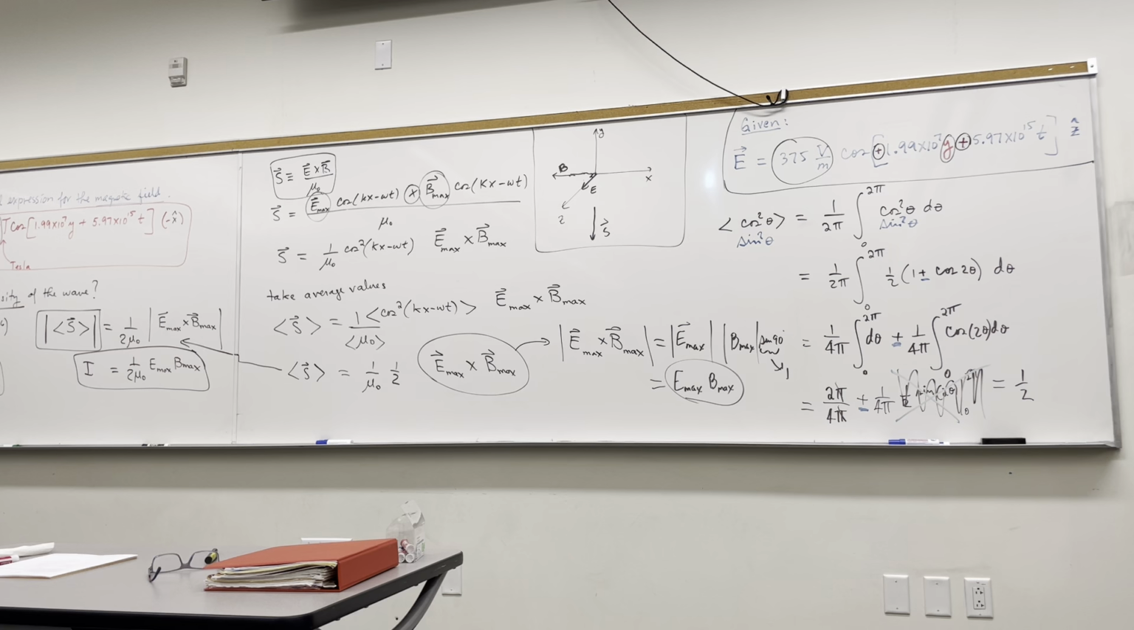And then you multiply by the magnetic field amplitude, which is this, 1.25 times 10 to the minus 6. And this is going to be in joules per second per meter squared. That's what an intensity is. And this intensity doesn't mean current. This I doesn't mean current. This is intensity, not current.